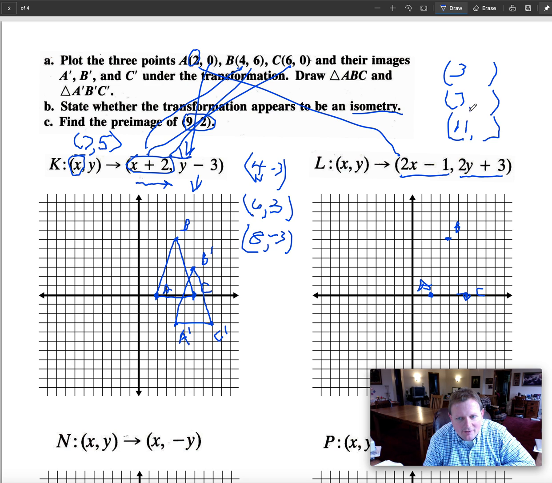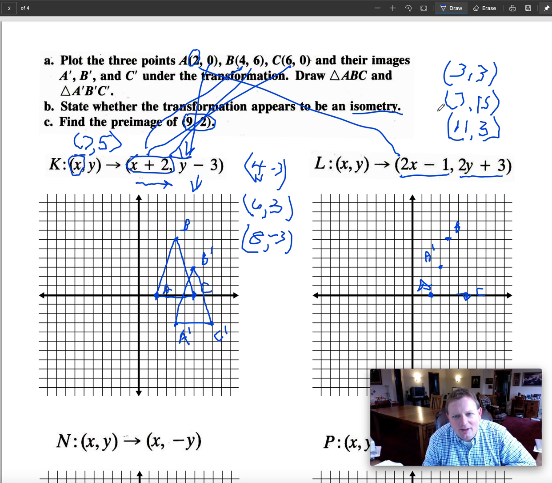Now we plug the y values in of our pre-images. We plug 0 in, that becomes a 3. We plug 6 in, that becomes a 15. We plug 0 in, that becomes a 3. Now let's see what the new one looks like. 3, 3 looks here. That's A prime.